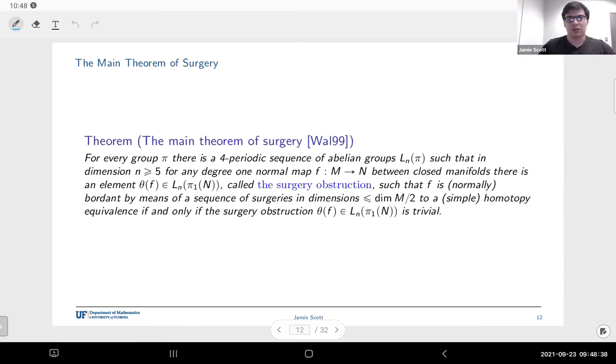And so what this surgery obstruction does is, if it is trivial, this happens exactly when F is normally bordered, by means of a sequence of surgeries in dimensions less than or equal to the dimension of M over 2, to a simple homotopy equivalence. So basically, we're going to take our degree 1 normal map F, and we want to kill the kernels of the induced maps on the homotopy groups up to the middle dimension. This will give us a bordism to a manifold that's homotopy equivalent to our codomain, and then the map F will extend here, and that's what we're going to use this for.